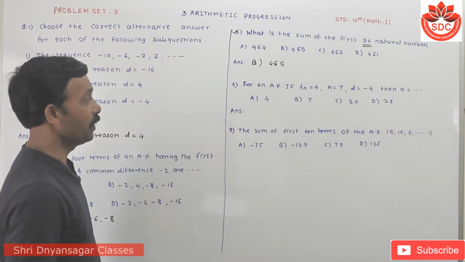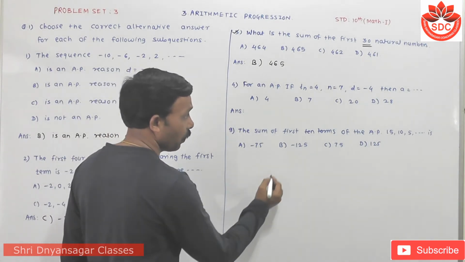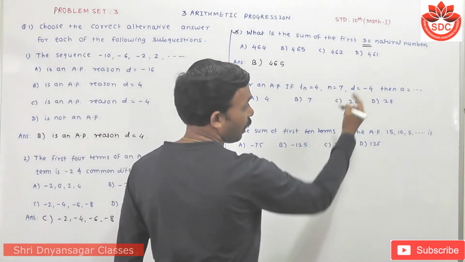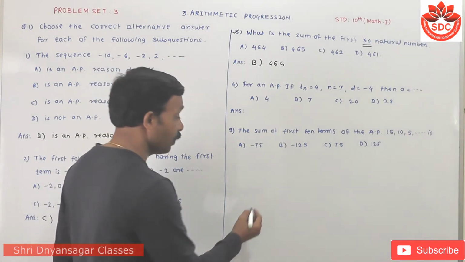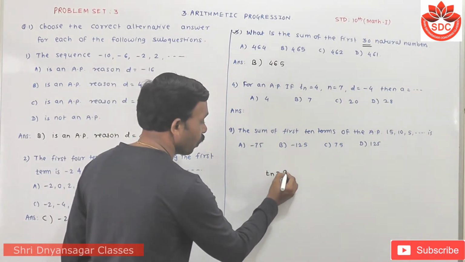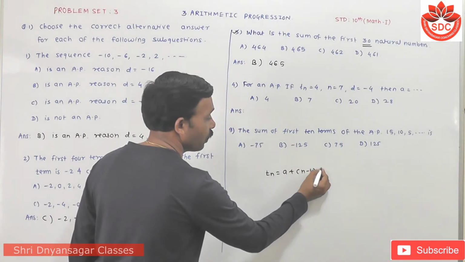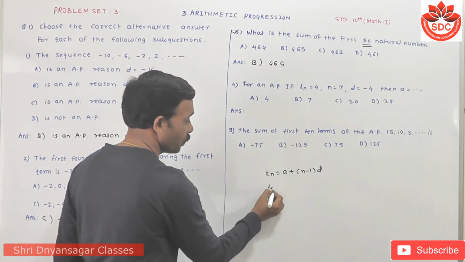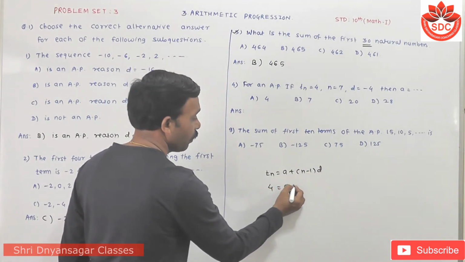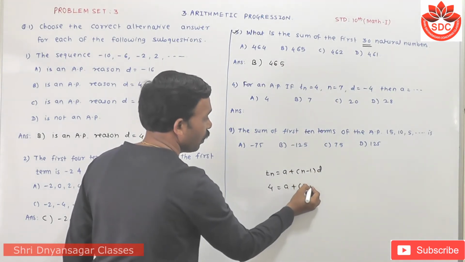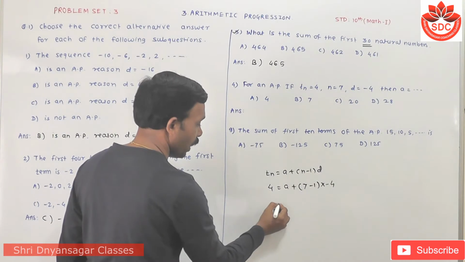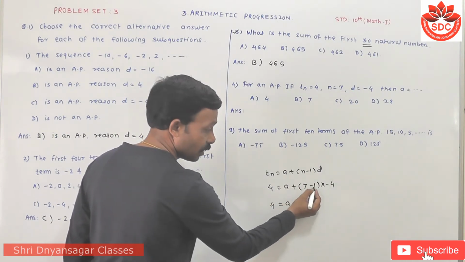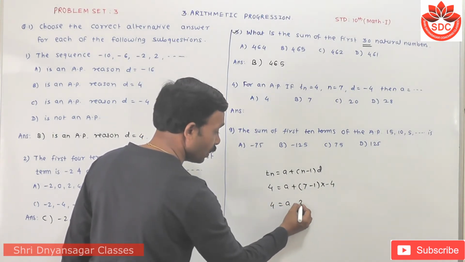For an AP, Tn is given: Tn is 4, n is 7, D is -4, we have to find A. You have to do the calculation here. The formula is Tn is equal to A plus (n minus 1) into D. Tn is 4, substitute here. A is to be found, plus n is 7 minus 1 into D is -4. Students, this 4 is as it is, A, this is 6. 6 into -4 is -24.